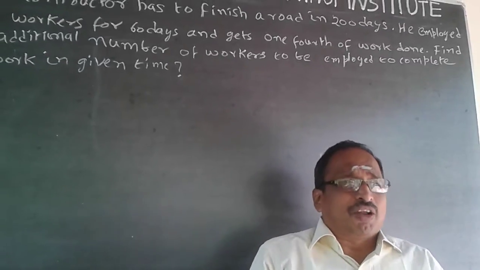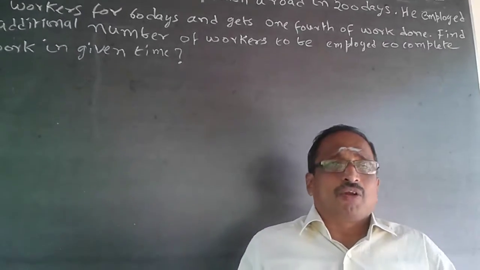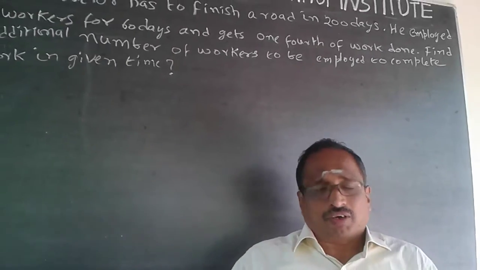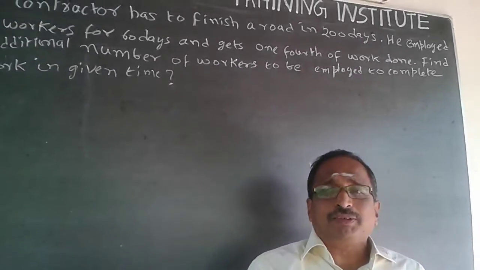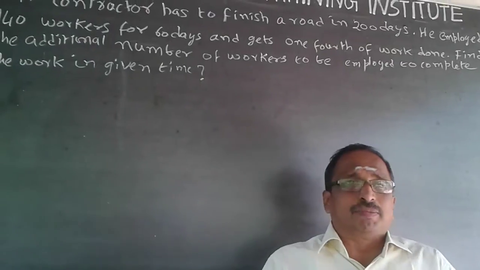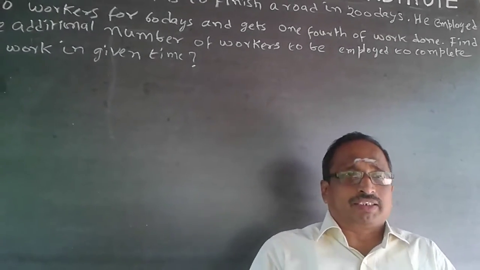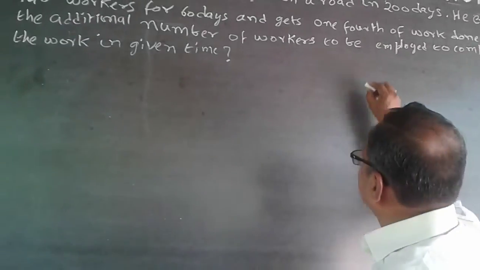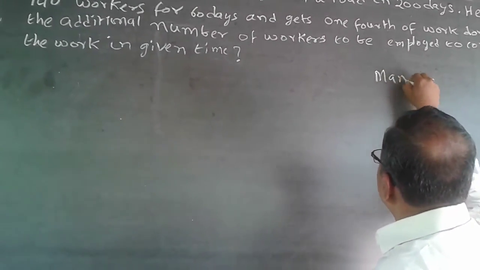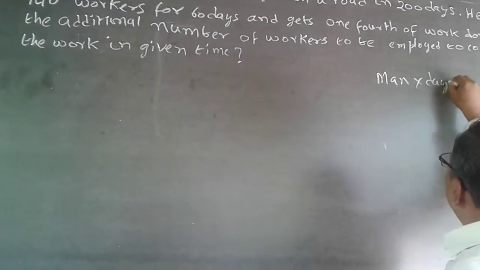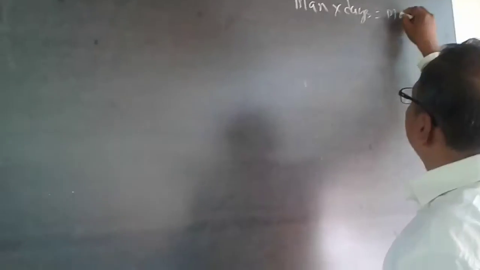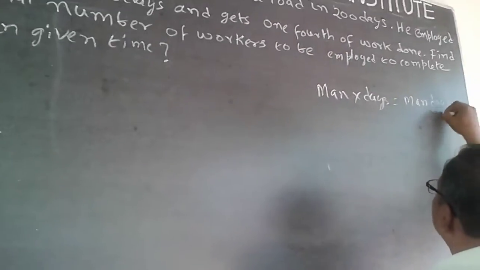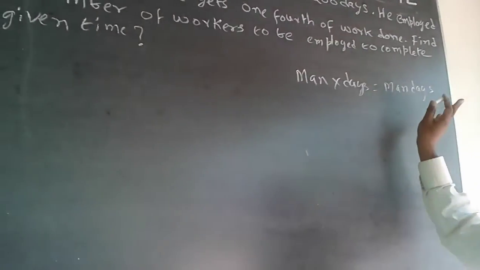See, first of all, whenever you get questions like this, you will have to go about the units of work. Unit of work will always be man into days, which is man days. Woman into days is woman days. Machine into days will be machine days. Your unit of work is always in terms of man days, woman days, machine days like this.